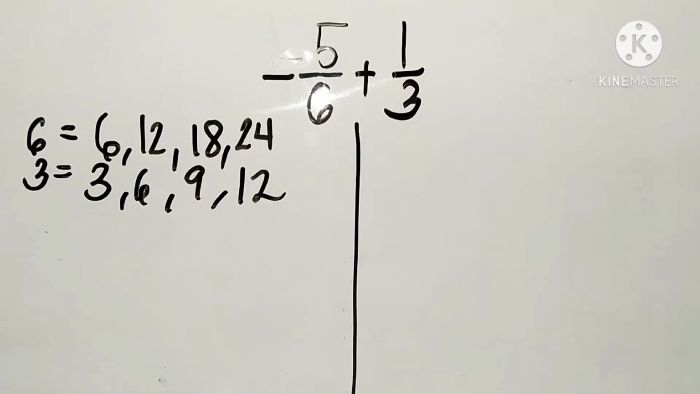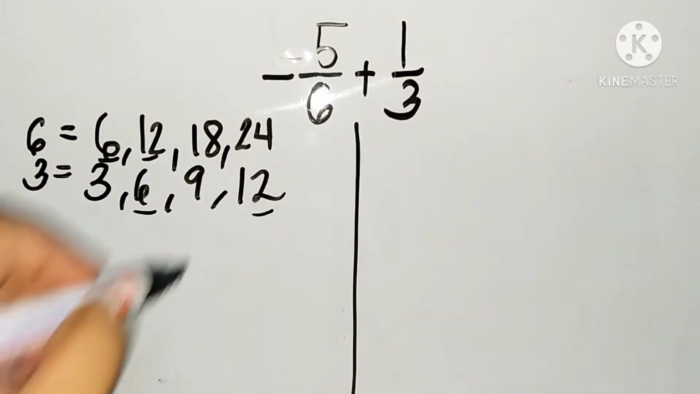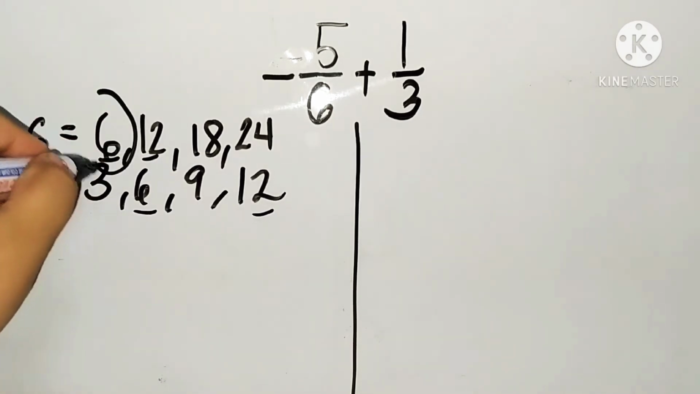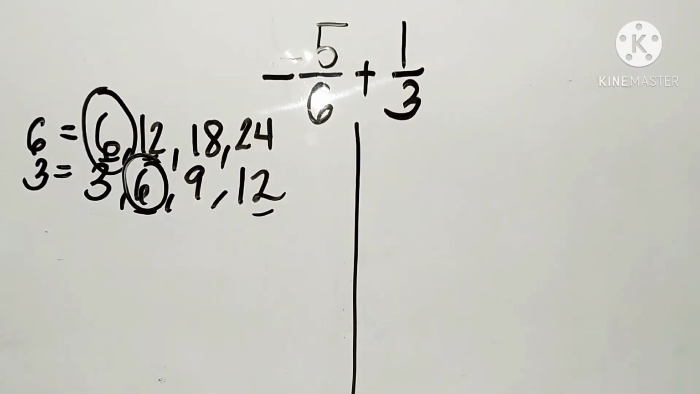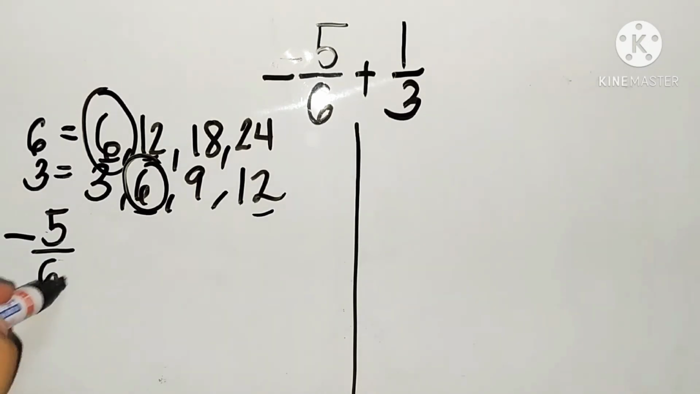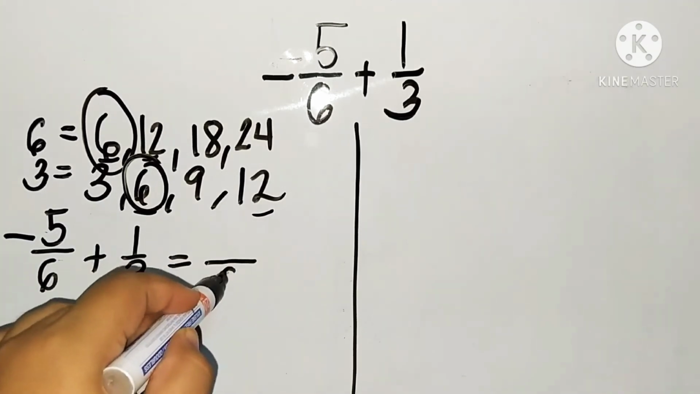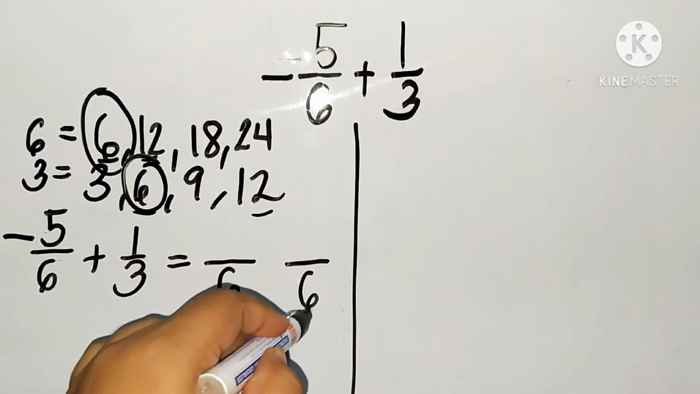Kung mapapansin nyo, meron silang dalawang number na common dun sa dalawang denominator. So, we have 6 and we have 12. Okay? Pero paano nyo pipiliin? Siyempre, gaya ng usapan, least. So, yung pinakamababa. So, ano mas mababa sa 6 and 12? Siyempre, yung 6. So, ibig sabihin, yung denominator natin ngayon ay 6 pa rin. Negative 5 over 6 plus 1/3 is equal to, bago na tayong denominator, which is 6, and then plus.